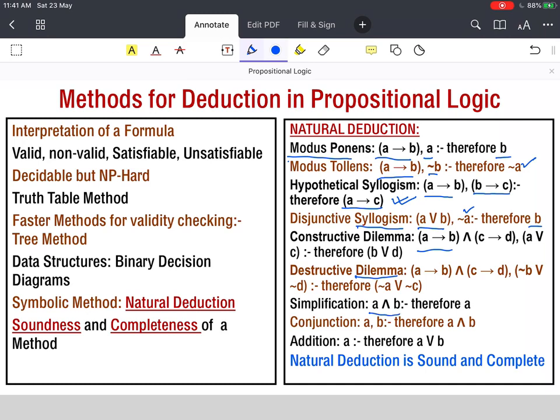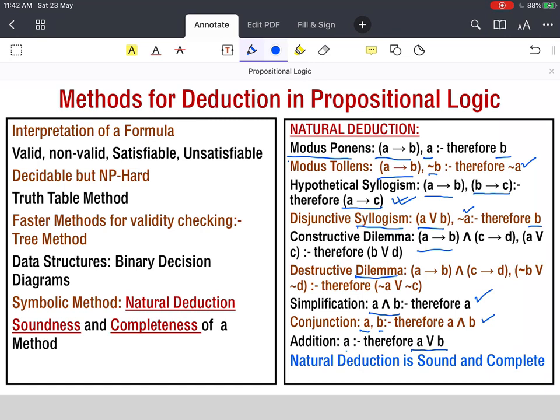Similarly, we have the constructive dilemma, the destructive dilemma, the simplification: if A and B are true, therefore A is true. And we have the conjunction: if A is true and B is true, then A and B is true. We have addition: if A is true, then A or B is also true. And using the steps of natural deduction, we can prove whether any formula is true or not. And we can convert any formula to any other formula if the same exists.